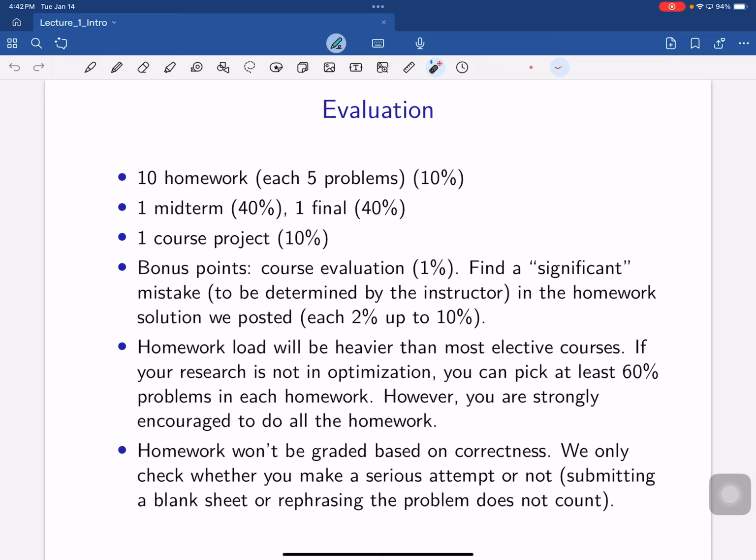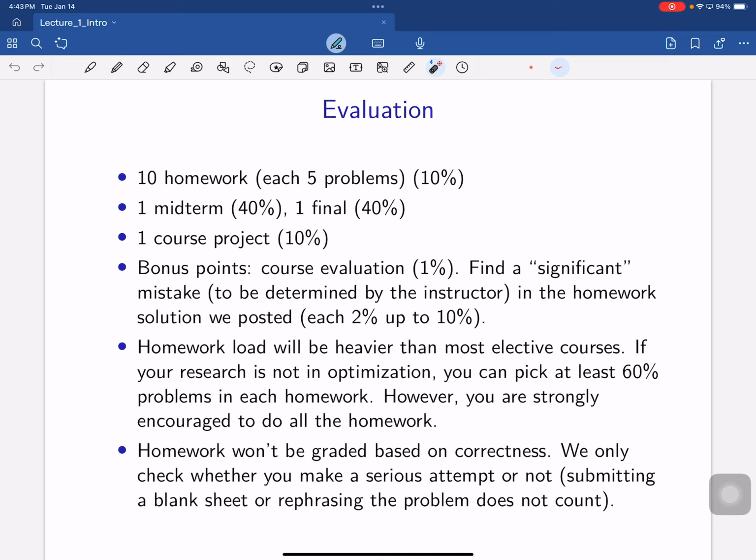You can never learn math or coding very well without doing any exercise. And then we won't grade the homework based on correctness. We will only check if you make a serious attempt or not.